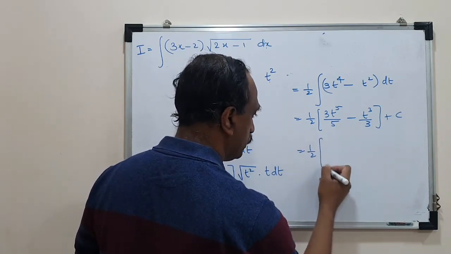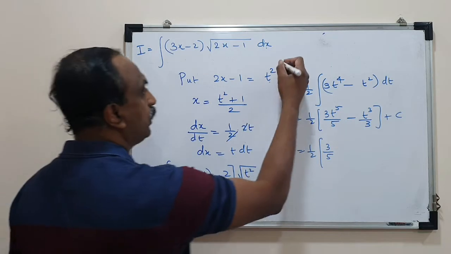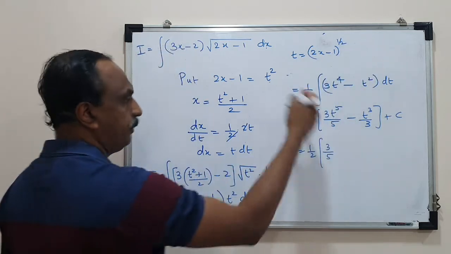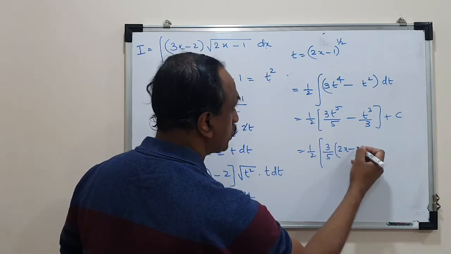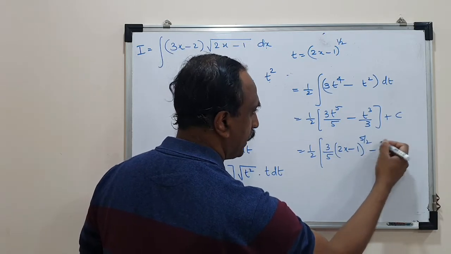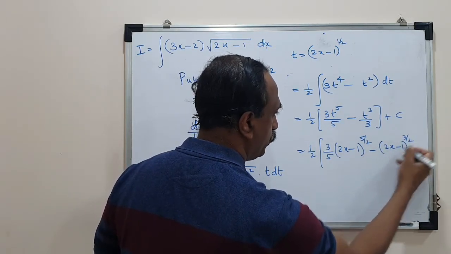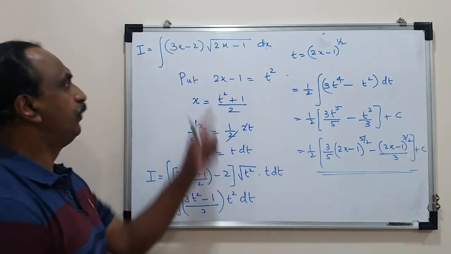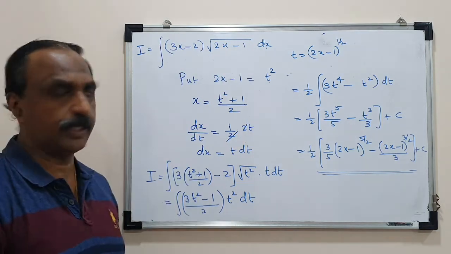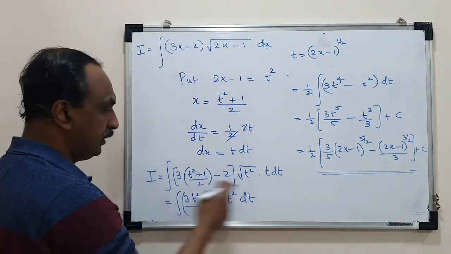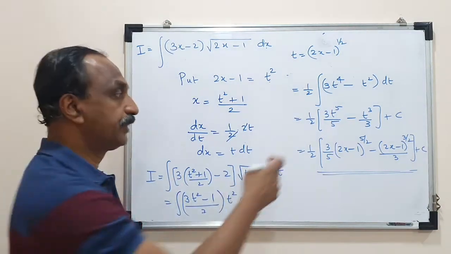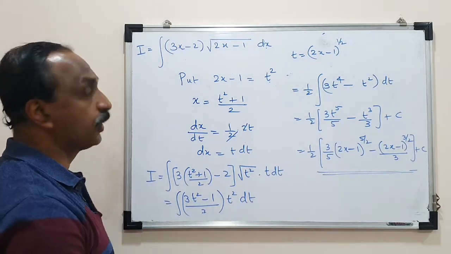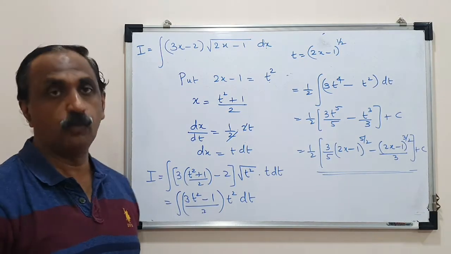Now I can replace t. What does t stand for? I will write it as 2x minus 1 raised to half. That will be better for me. So I can write 2x minus 1 raised to 5 by 2 minus 2x minus 1 raised to 3 by 2, upon 3, plus c. This becomes my final answer. So this is how, when there is an extra term, whatever you are substituting, substitute that also in terms of t. If it is integrable, then you can integrate. Sometimes if it's not integrable, then the method fails. So it is not a guaranteed method all the time, but the majority of problems will work with this method.